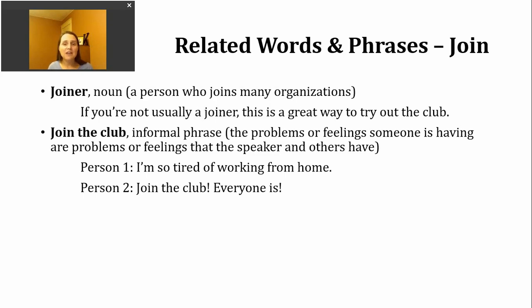So this occurs in conversation, and somebody expresses one problem or feeling that they're having at that moment. And the second person is going to respond back with this phrase, join the club. And what it means is either the second person who speaks shares that same problem or that same feeling, or they might be speaking on behalf of many people who also share that same problem or the same feeling.